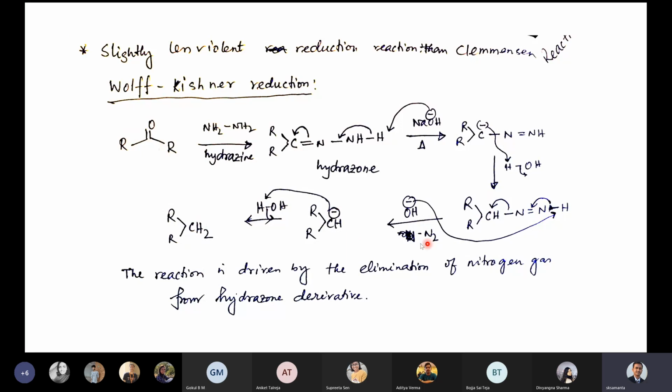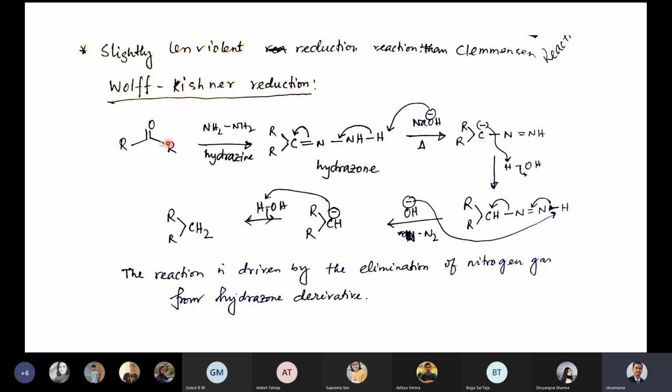Now it forms nitrogen in the reaction medium, which is a gaseous product. So this gas will evolve and will go out. So evolution of this gas actually shifts the reaction more towards the right hand side, towards the product formation. That is also the driving force for this reaction to take place. Okay, clear? It's very simple.